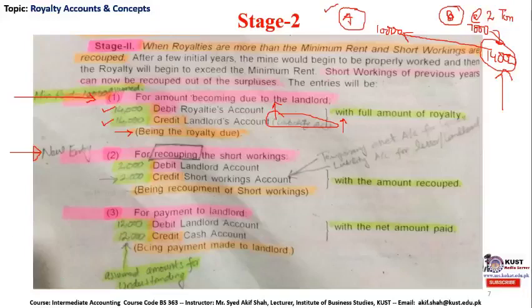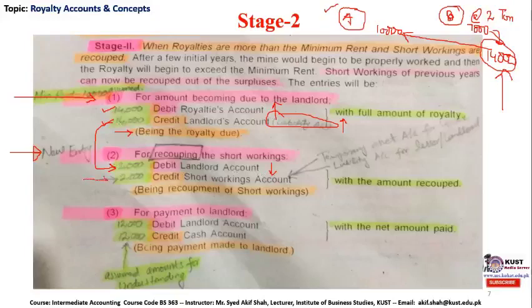So the landlord account, which is our liability account of 14,000, needs to be reduced by 2,000, because the company has to recoup the short working not in cash, but the liability of the lessee's company will be reduced. So we debit the liability, and the company's total liability, which was previously 14,000, will be reduced to 12,000, since we have debited the liability account in the lessee's books of account.